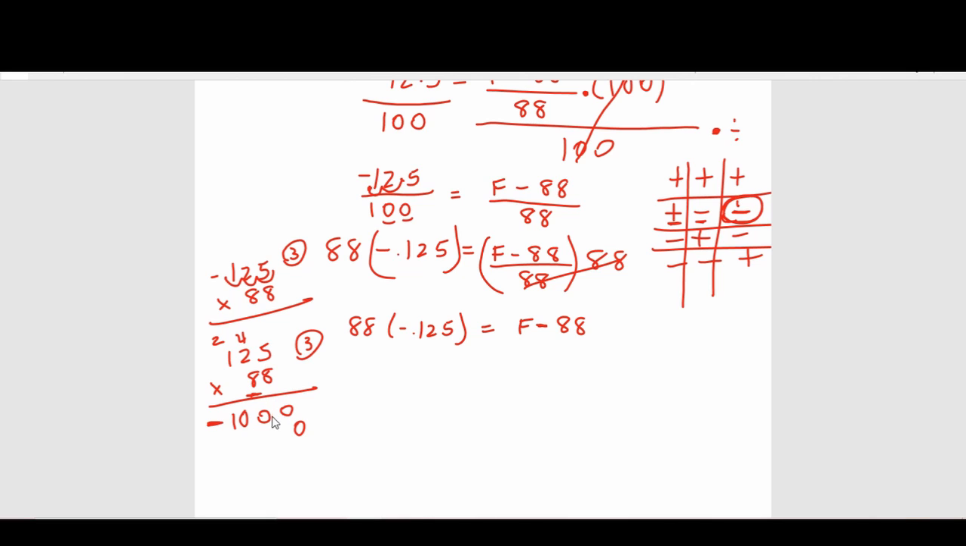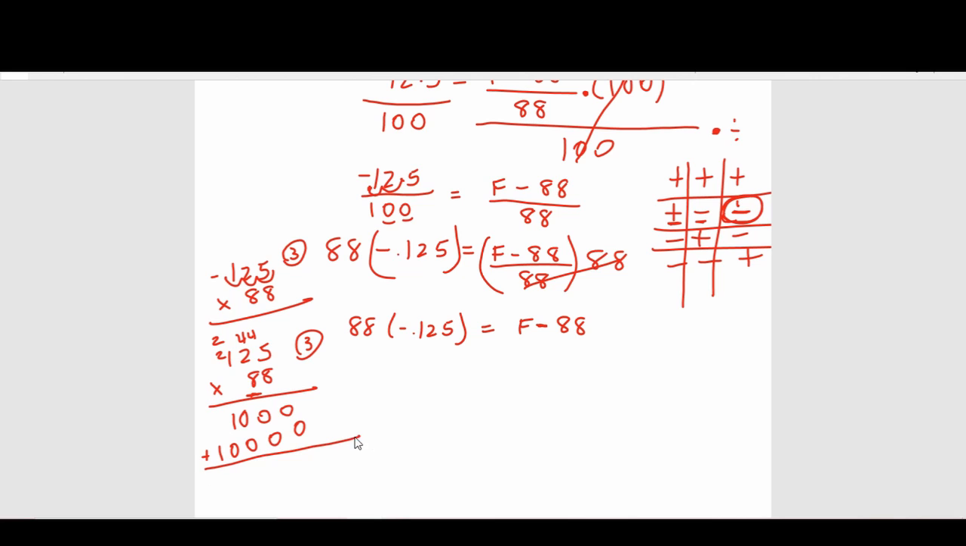5 times 8 is 40, so we carry the 4. 8 times 2 is 16, plus 4 is 20, carry the 2. 8 times, and let me move this negative out of the way real quick. 8 times 1 is 8, plus 2 is 10.